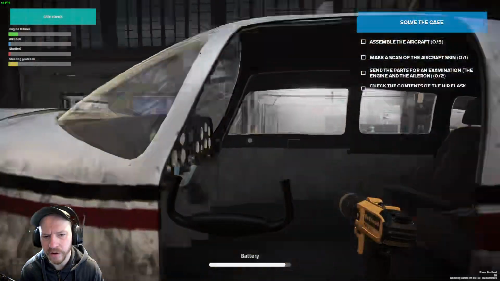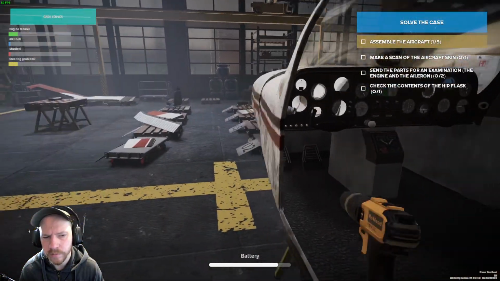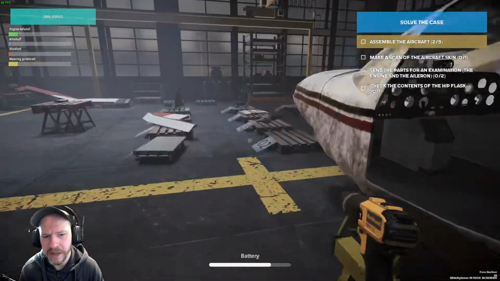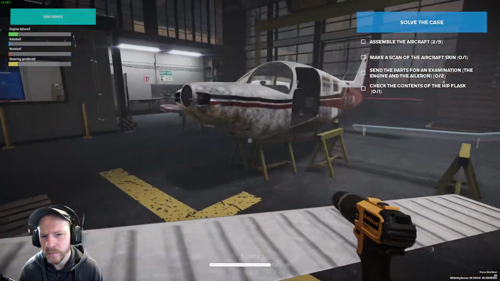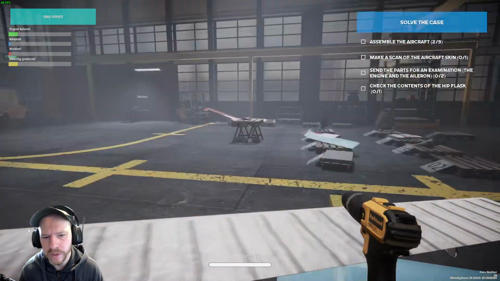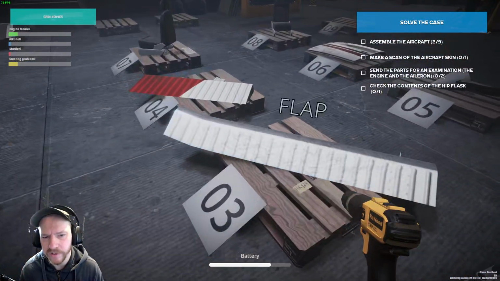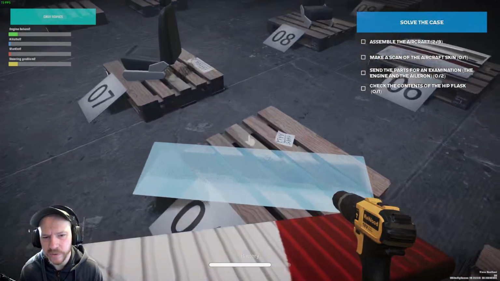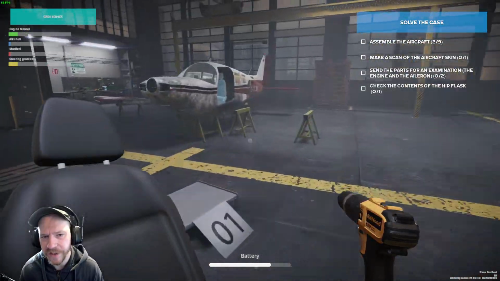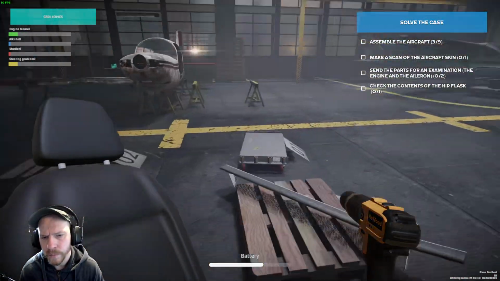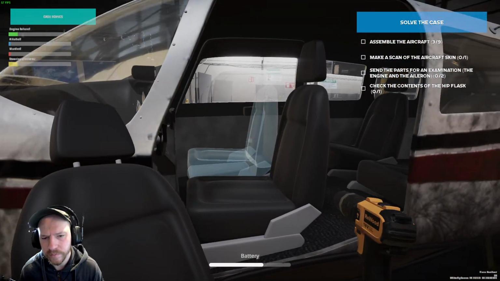The yoke goes in here. Hatch goes there. Flap goes there, but doesn't attach to anything yet because we have nothing there. The aileron goes there, but it doesn't attach to anything yet. We have the left seat. We have the right seat.